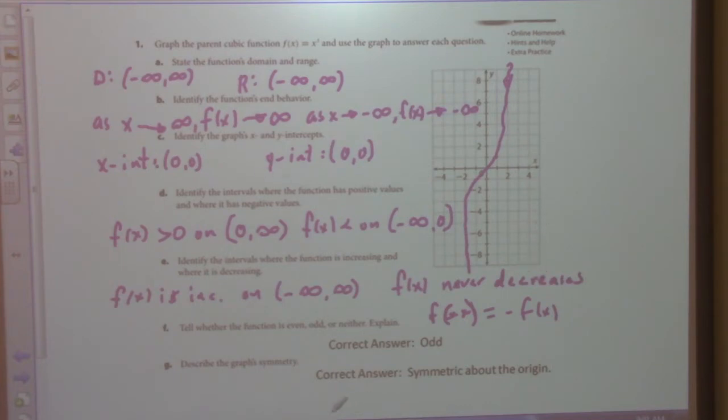And then to describe the graph symmetry, symmetric about the origin, I also like to say 180-degree rotational symmetry, because to me that's a better and more complete explanation than symmetric about the origin. I don't know what it seems like to you. That's the way I like to explain it. Okay? Questions on this?